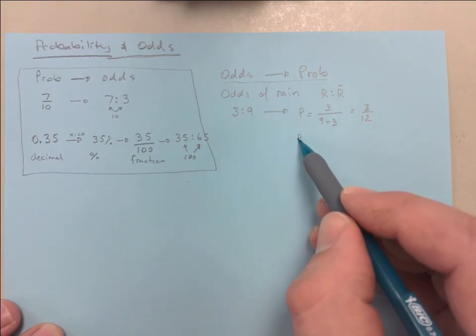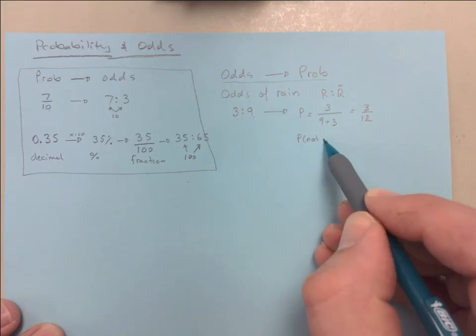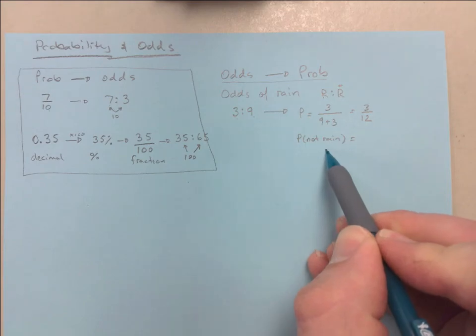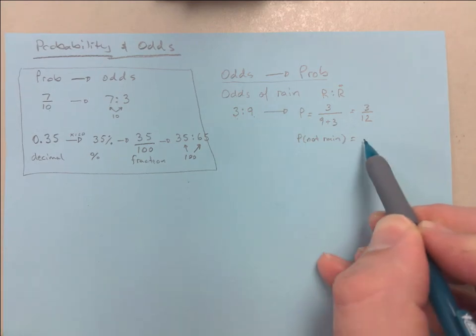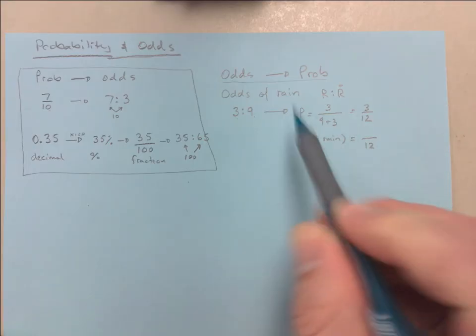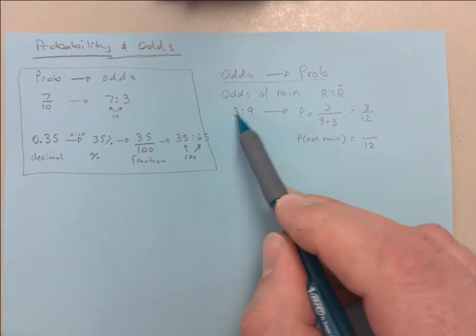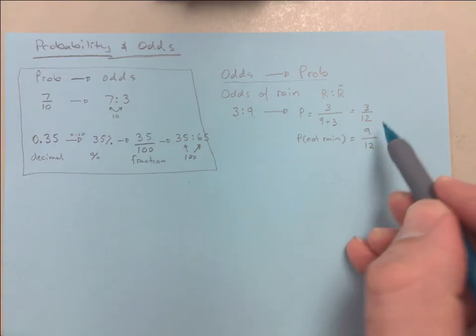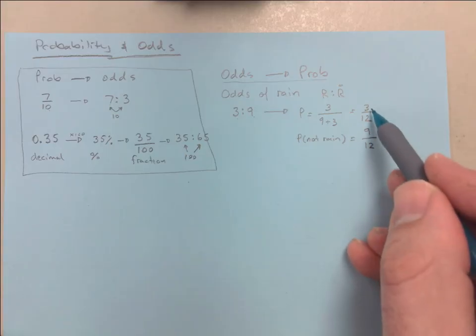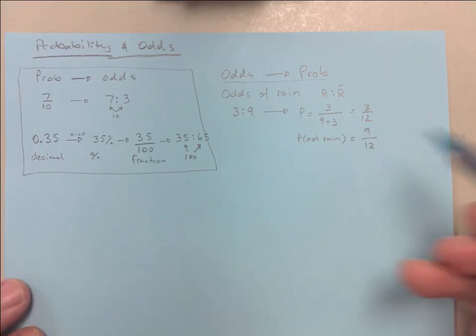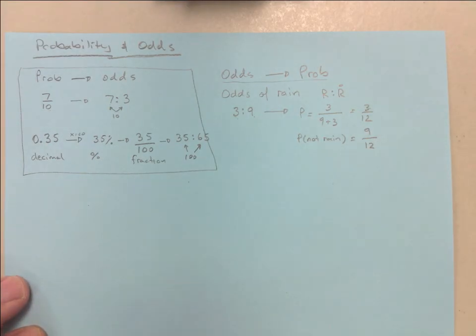If you want probability of not rain, how would you go if it says probability against rain or not rain? You would still be out of 12, but instead of the 3, what would you grab? You would grab the 9, okay? And so if you look at these, they add up, 3 and 9 is 12, so it's 12 out of 12, which is 1.